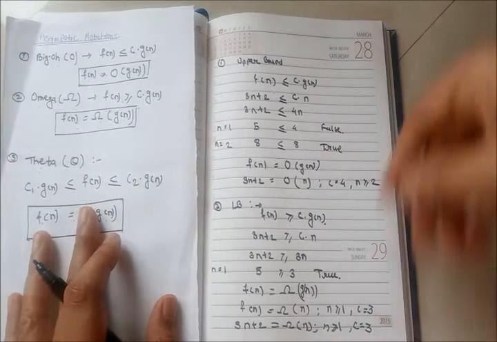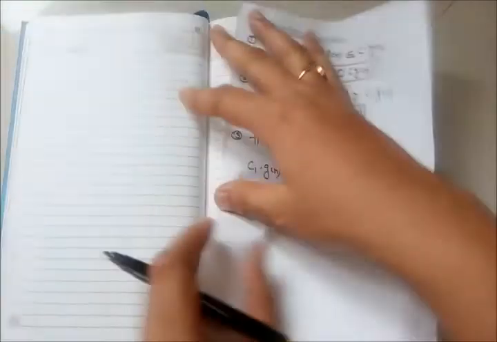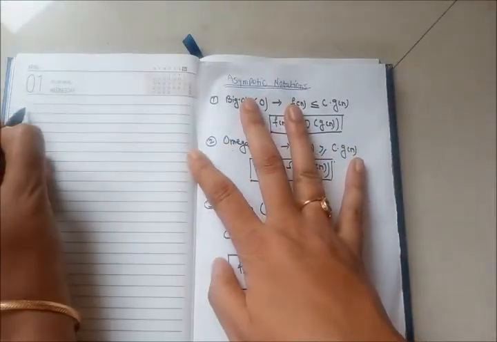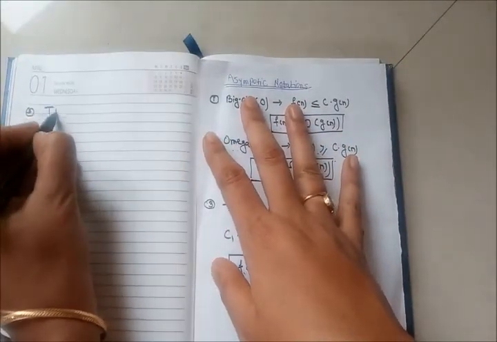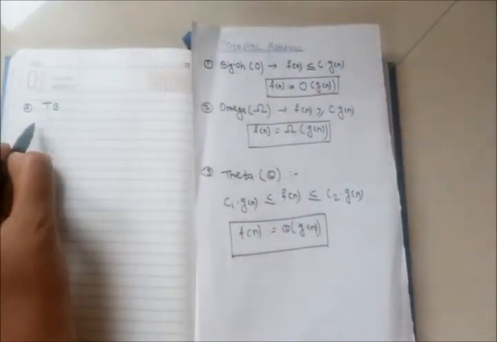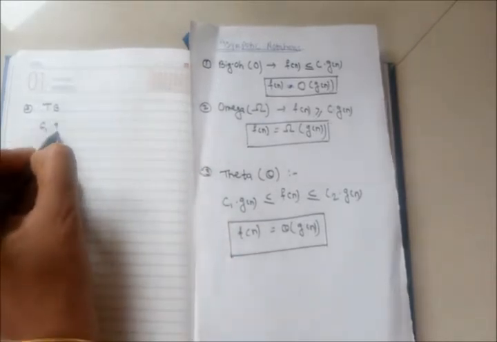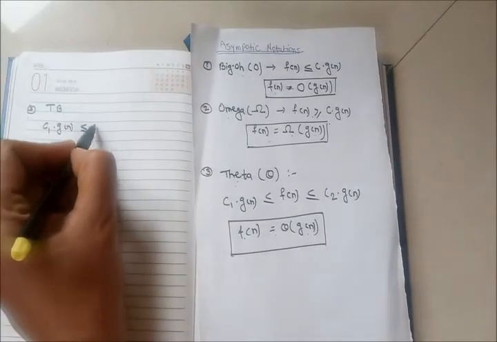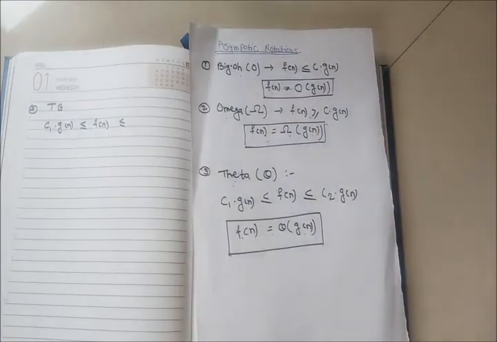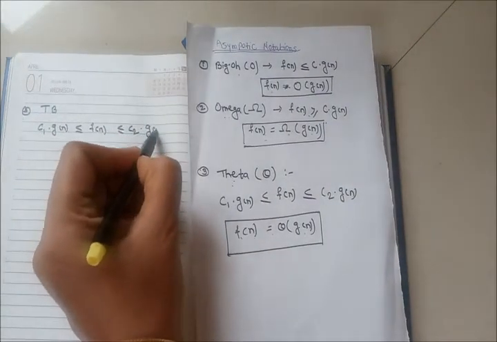Fine. So now the next bound is the tight bound. For the tight bound you have to solve the solution. Third, tight bound. So what is the equation for the tight bound? The tight bound equation is c1 into g of n is less than or equal to f of n is less than or equal to c2 into g of n.